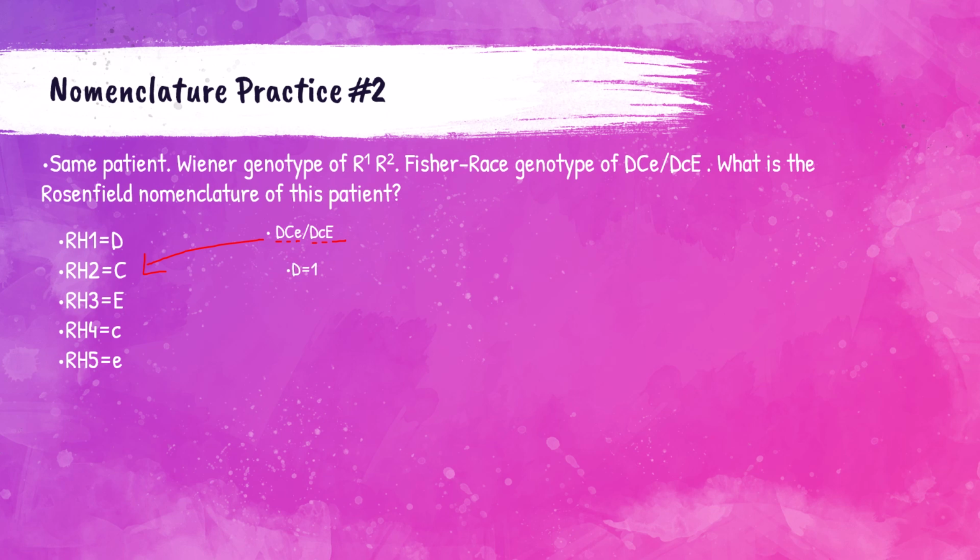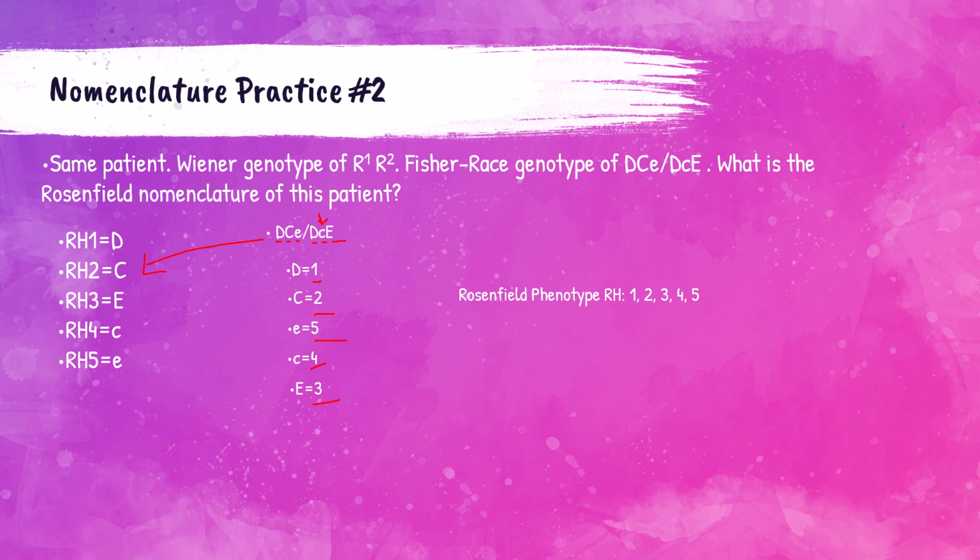So big D is the first one. That is 1. Next one is big C. That's 2. Little e is 5. Then the next one is big D again, so we don't have to list it again. Then little c, which is 4. And then the next one is big E, which is 3. So we have 1, 2, 3, 4, and 5. We have all of them this time, so we don't have to do any dashes. So the Rosenfield phenotype is Rh 1, 2, 3, 4, and 5.